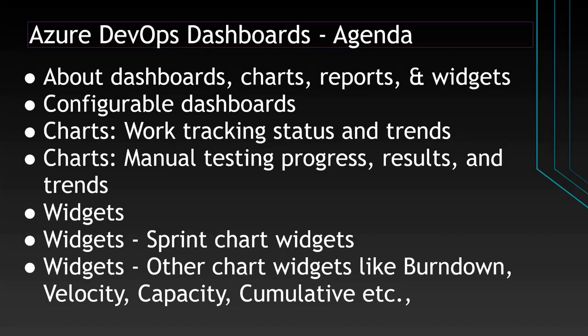I'm also going to show you how to create different charts to track your manual testing progress, to see the results of your manual testing and to see the trends of your manual testing. I'm going to explain widgets like sprint chart widgets and other chart widgets like burndown charts, velocity charts, capacity charts, cumulative charts, and different other charts, and show you how we can create all these different types of charts in a dashboard.